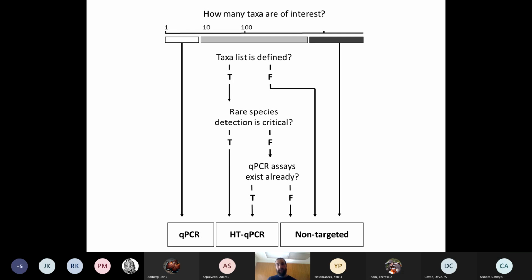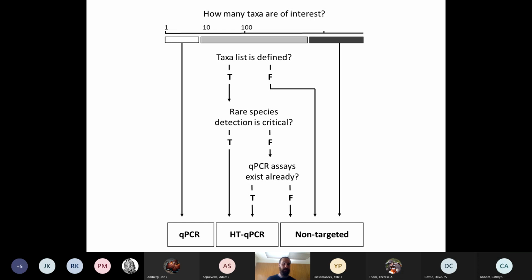On the other side of this, if we're talking about hundreds of taxa, we really need to use a non-targeted approach. High throughput qPCR isn't going to cover those taxa well. It's in this middle ground where we're talking about a handful to several dozen taxa where we might decide between using high throughput qPCR and a non-targeted approach such as metabarcoding. First question is, is our taxa list defined? If our question is something like, how many species of fishes are in this river, then high throughput qPCR won't be able to address that.